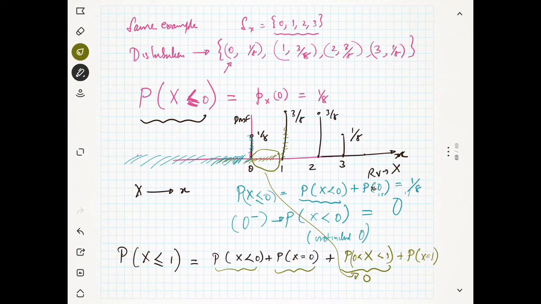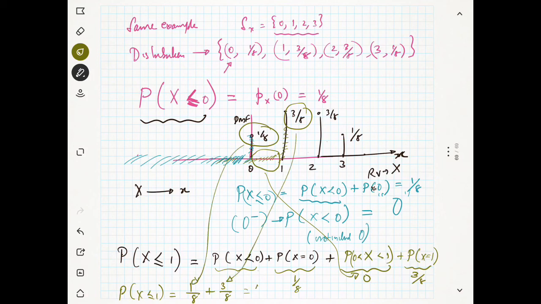But when I talk about x equal to 1, that means I have to take only this value, right. At x equal to 1 it is 3 by 8, and at x equal to 0 you already know it is 1 by 8. So the probability that x is less than or equal to 1 is the sum of 1 by 8 plus 3 by 8, which gives 4 by 8, that is 1 by 2.